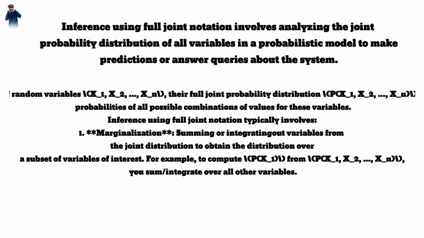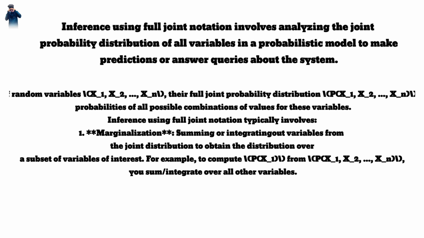Inference using full joint notation involves analyzing the joint probability distribution of all variables in a probabilistic model to make predictions or answer queries about the system. Given a set of random variables x_1, x_2, ..., x_n, their full joint probability distribution P(x_1, x_2, ..., x_n) captures the probabilities of all possible combinations of values for these variables.